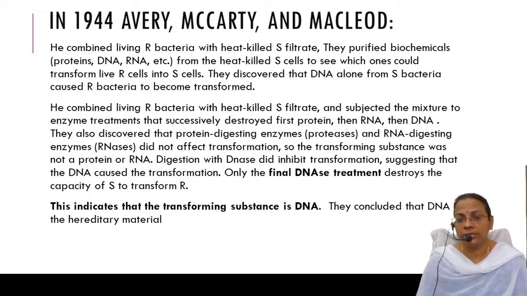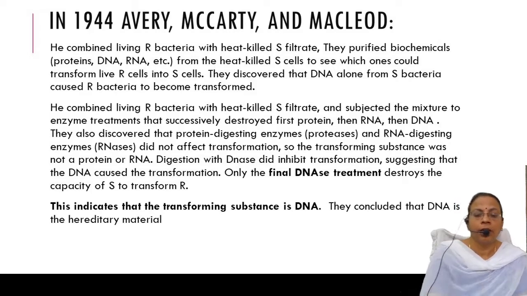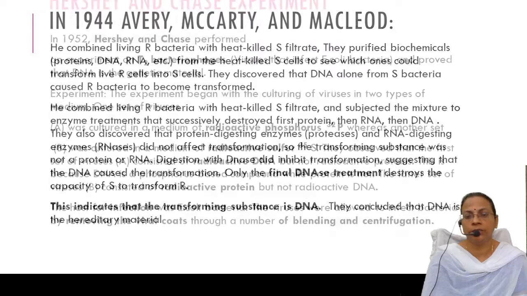Since the DNase destroys the DNA, the DNase-treated cells were not able to show the transformation. So the transformation can be inhibited in the mixture that contained the DNA. From this they concluded the transforming agent is DNA, and that DNA is acting as the hereditary material.